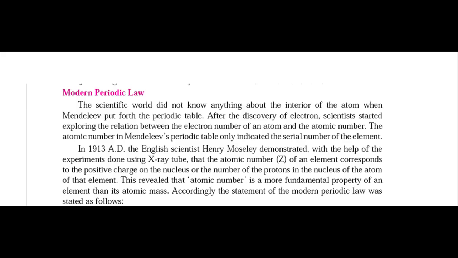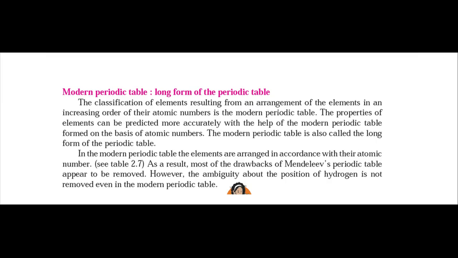This revealed that atomic number is a more fundamental property of an element than its atomic mass, and the statement of the modern periodic law was then made as: properties of elements are a periodic function of their atomic numbers. Now let's learn more about modern periodic table.